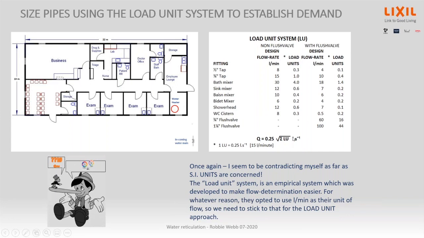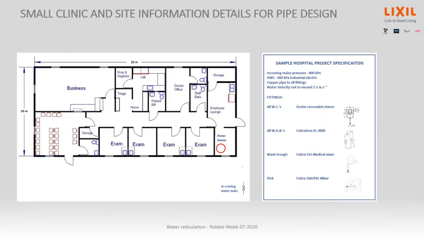We do the same thing. We know from the spec that all the toilets are going to just get cisterns. They're not going to use FLUSHMASTERs. The basins have got electronic taps, but it's a little half-inch inlet tap. We've got medical mixers in the sink. Okay, and in the kitchen area, they've got a normal star sink mixer in there. So there's nothing particularly high demand. They're all conventional plumbing size fittings.